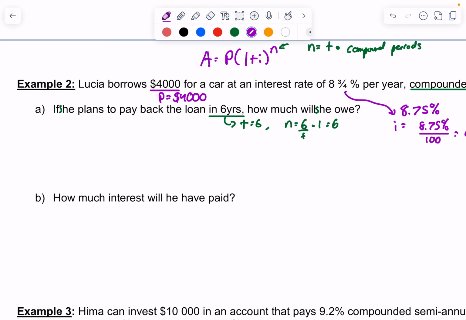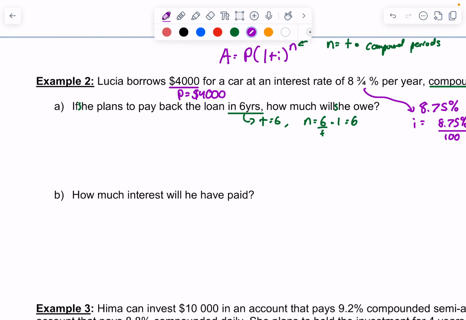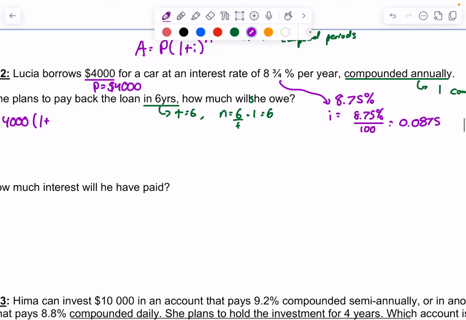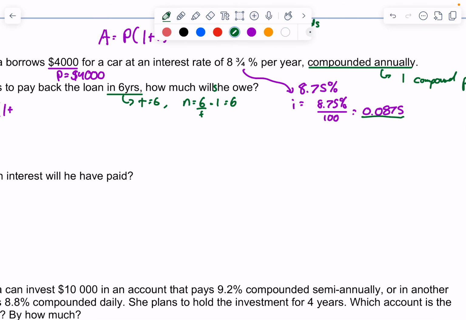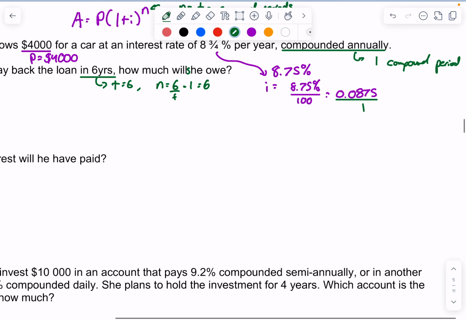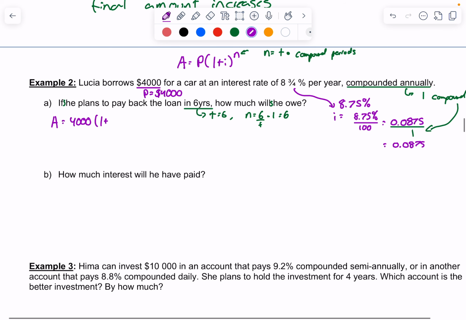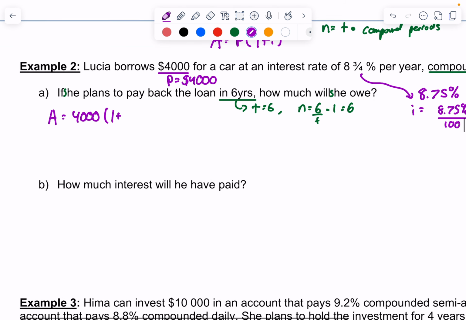So plugging it into a formula, how much will she owe? Well, how much, right? Like that whole question of saying, tell me the future amount. That's your A. So A is equal to your principal, $4,000, multiplying by 1 plus your interest rate. So in this case, again, this is being divided by 1 because we have one compound period, right? So the I is still just 0.0875. Nothing changes there because you have to adjust both your interest and your n value.